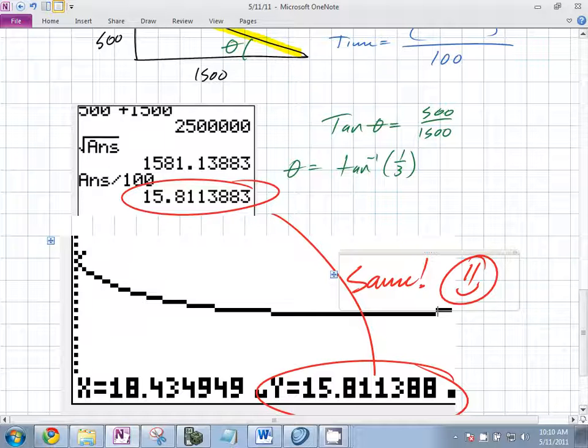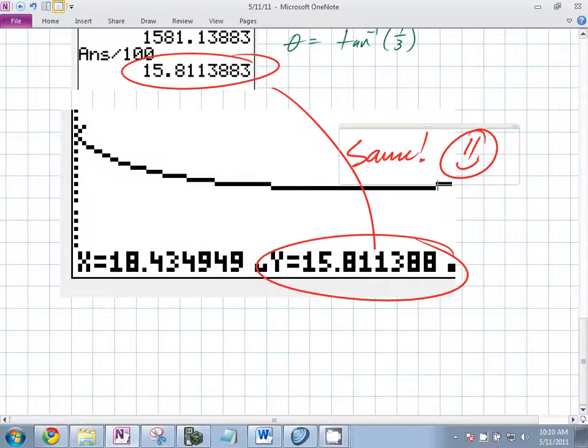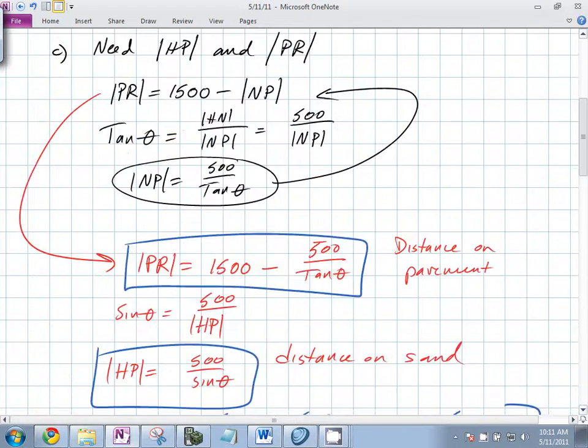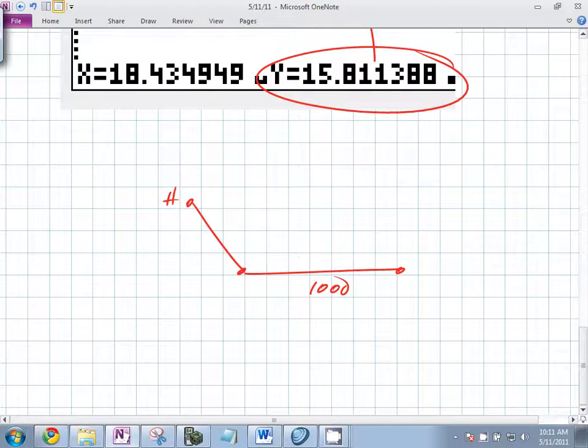Yeah. So E asks, calculate the time if you walk 1,000 feet along the paved path and then walk directly to the house. So in that case, what does your path look like? You go 1,000 feet like this, and then you go directly to the house. So in order to find this, what do you need to find first? H, P and R, I think, right? And we know that this right here has to be 500. So what's that? You can use special right triangles. 500 root 2.